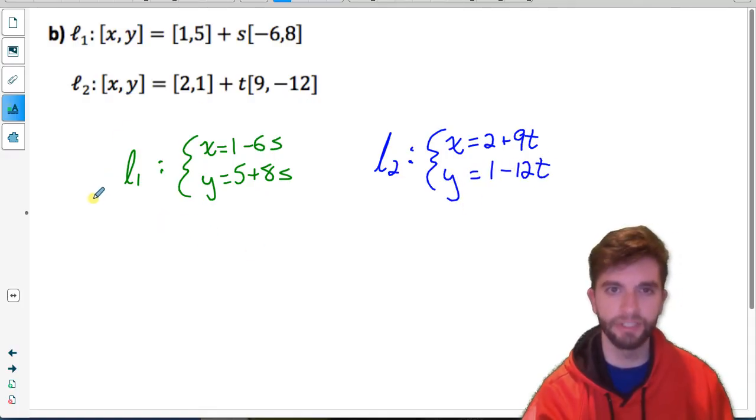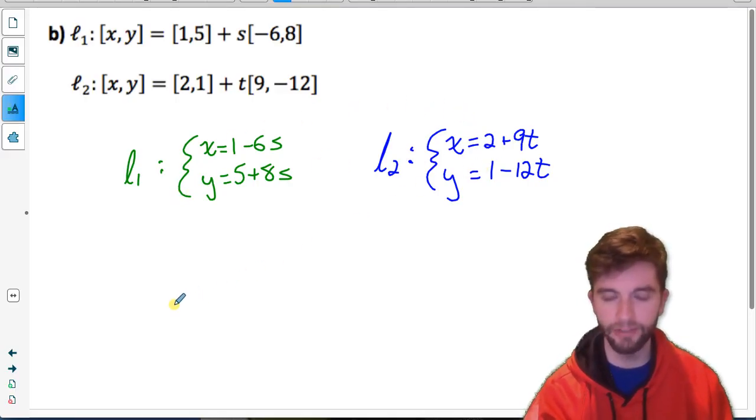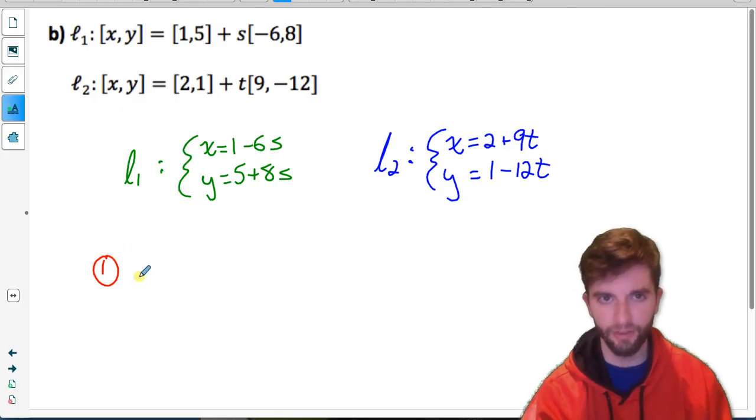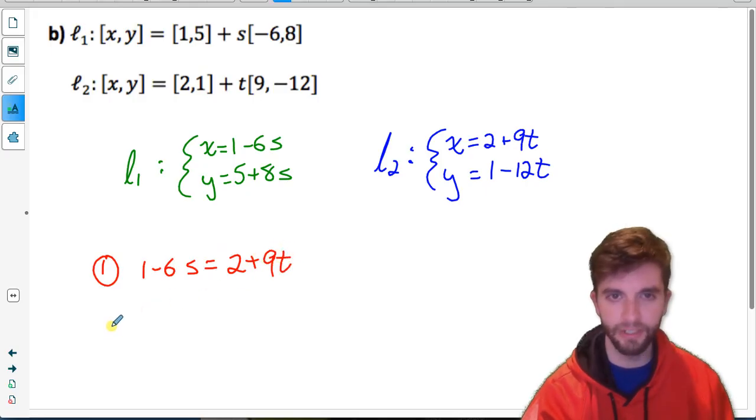Okay, once you have the parametric equations, now what you do is you equate the x variables from the two lines, and you also equate the y variables of the two lines. Then we get two equations that both have two variables, s and t, that we can solve for using elimination. So equation 1, let me equate the x variables. 1 minus 6s equals 2 plus 9t. And let me rearrange this so that it's in the format that'll make elimination easiest.